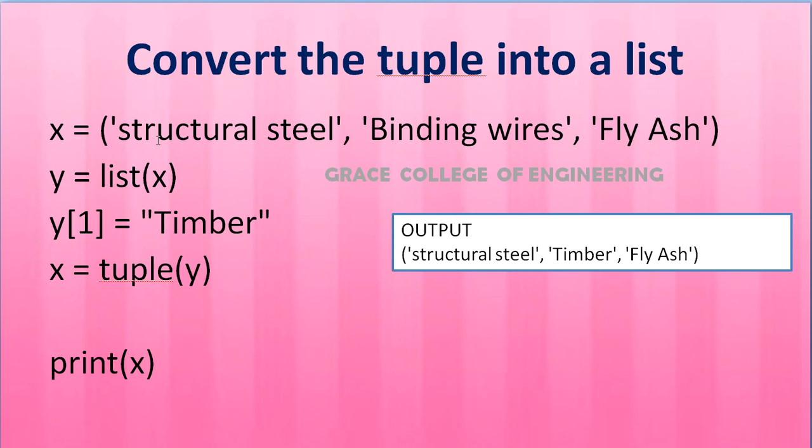So that the changes will happen. After that, it will be converted back to a tuple. Then we can get the output. We can print the statement.